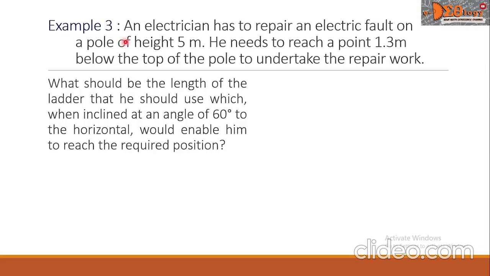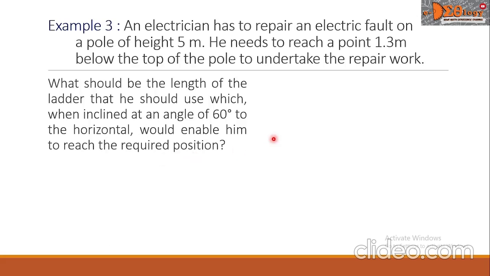Example 3. An electrician has to repair an electric fault on a pole of height 5 meters. He needs to reach a point 1.3 meter below the top of the pole to undertake the repair work. What should be the length of the ladder that he should use, which, when inclined at an angle of 60 degrees to the horizontal, would enable him to reach the required position?